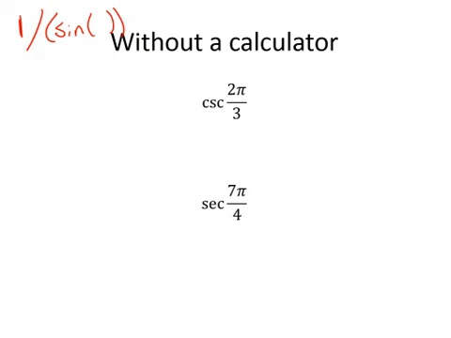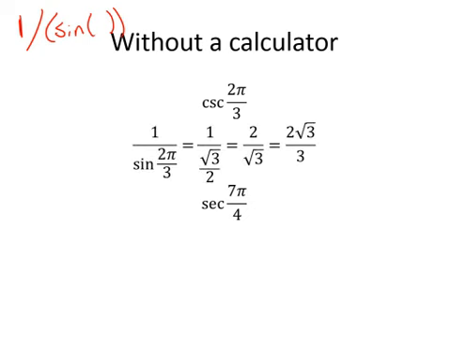Now let's say you have it without a calculator, and so we want to find the cosecant of 2 pi over 3. So cosecant of 2 pi over 3 is 1 over sine of 2 pi over 3, and sine of 2 pi over 3 is root 3 over 2. So 1 divided by it. Since you're taking the reciprocal, you just flip that fraction, which is 2 over root 3.